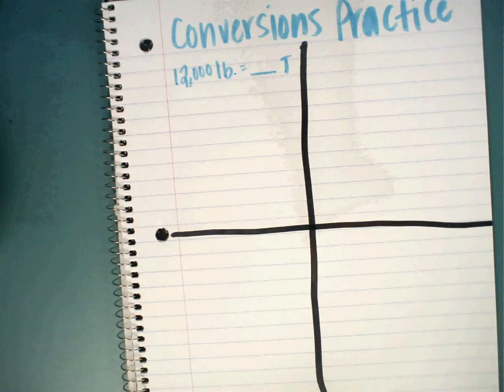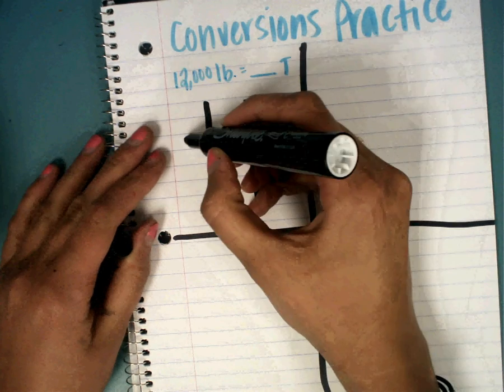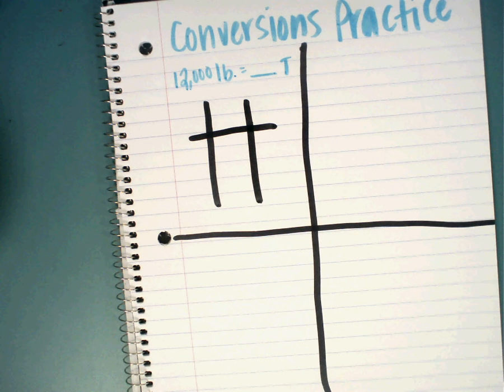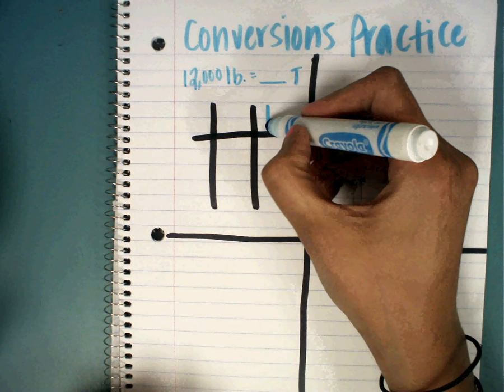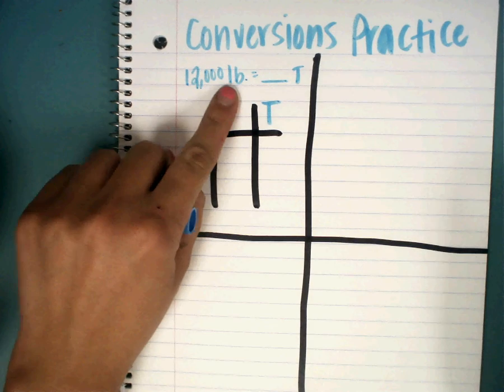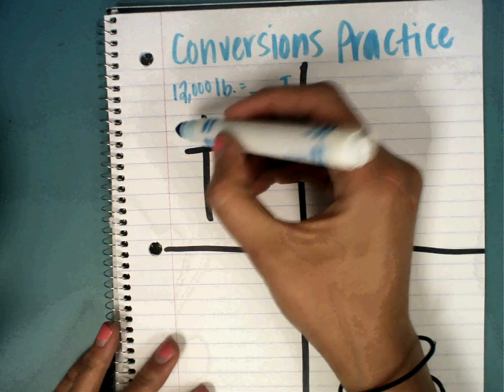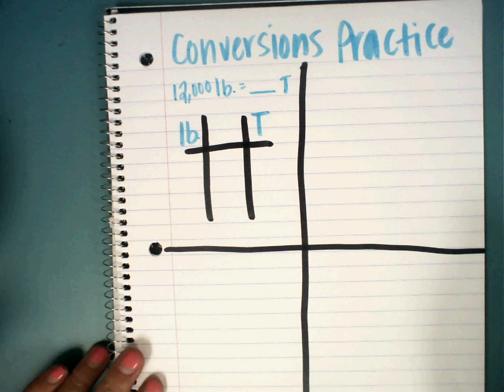Well, my strategy is to make a double T chart, right? How do I know what goes on the right and which goes on the left? The one that I am looking for, my answer label, is going to be in tons, so that's what's going to go on the right side. And then I know what I'm given, which is pounds. What I'm given goes on the left side, so pounds goes over here, LB. That's not 1B, by the way, it's LB. And then the rule, of course, goes in the middle.